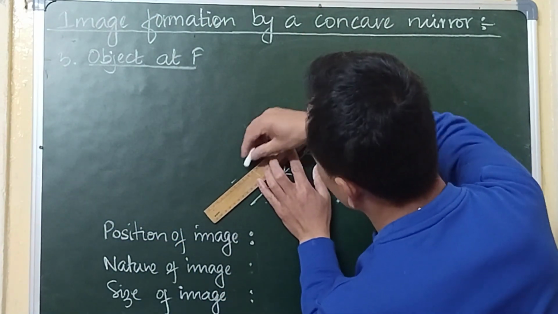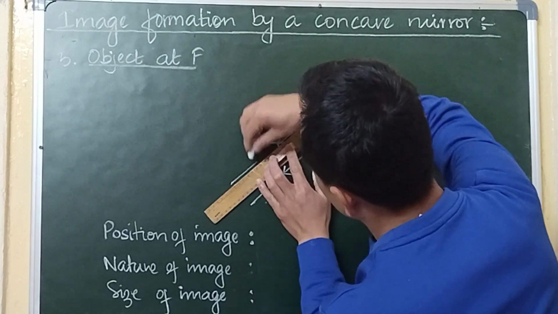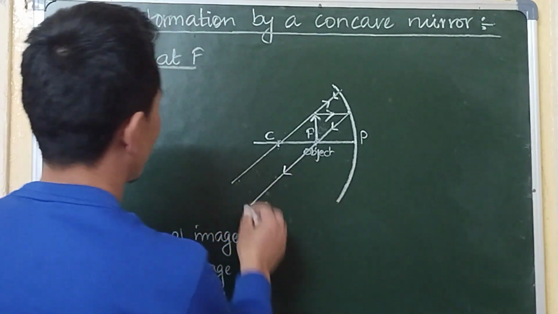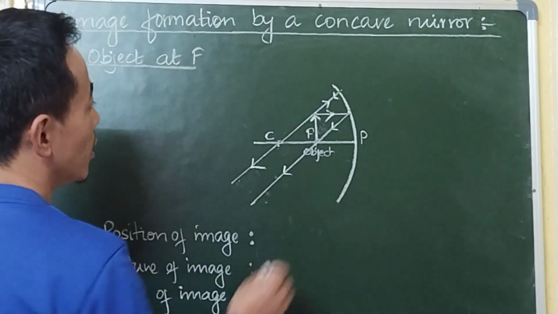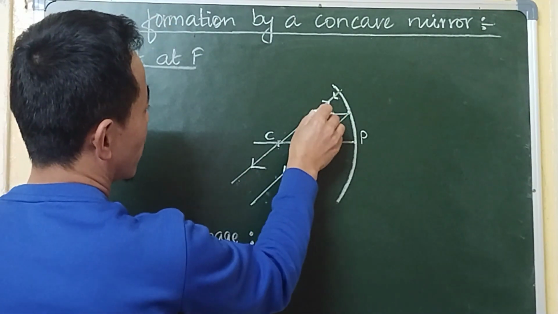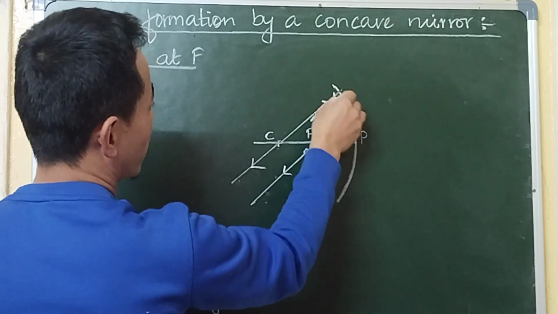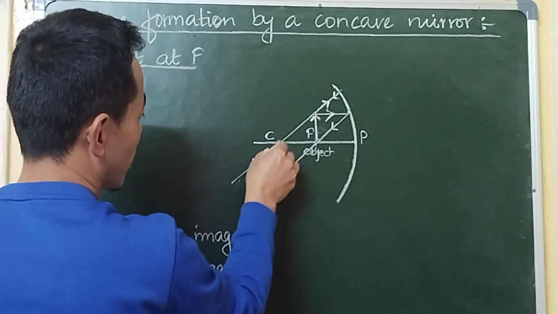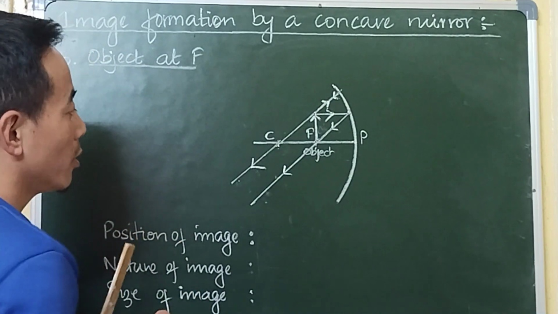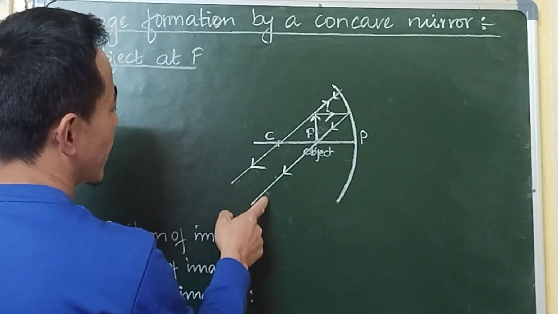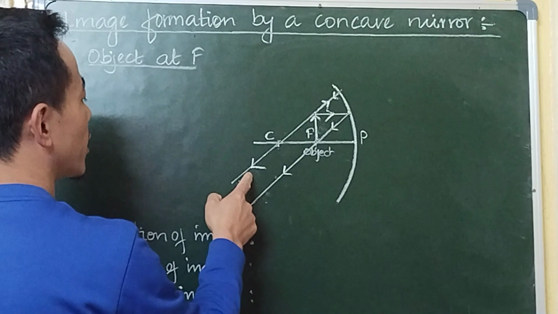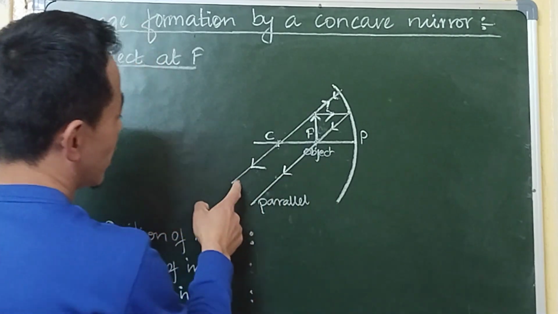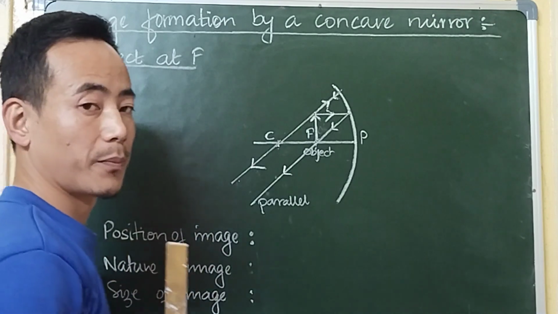So this is the same rule number 3, which says that if the incident ray is passing through the center of curvature, then the reflected ray retraces the path. So our incident ray from the object is going in this direction, and after reflection it is retracing the path and exactly passing through the center of curvature. So here we can see that we have two reflected rays, but these two reflected rays are parallel to each other. That means they are not intersecting at this particular point.